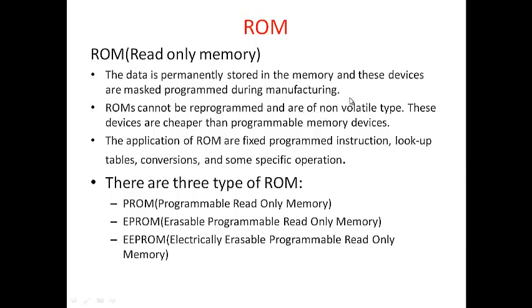Volatile is whenever the supply is taken away, everything will be erased. That we call volatile. And read only memories are non-volatile. So they are permanent. What is written is permanently written. These devices are cheaper than programmable memory devices. There are 3 subdivisions.